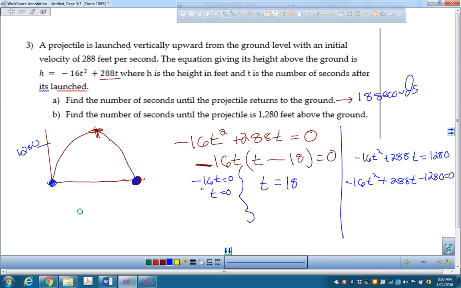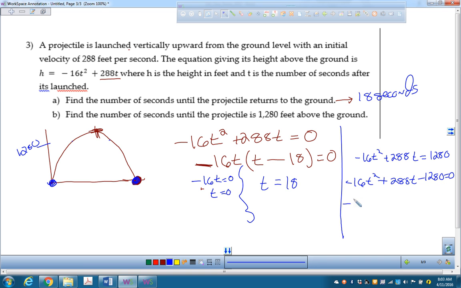Negative b over 2a. Is that what I'm trying to find? No. I'm trying to see where this thing's equal to 0. So I'm not looking for the vertex, right? I'm looking for when it's equal to 0. So I either have to try to factor this. Does 16 go into there? Yeah, it does. Okay. I either have to factor it, or I have to use the quadratic formula.